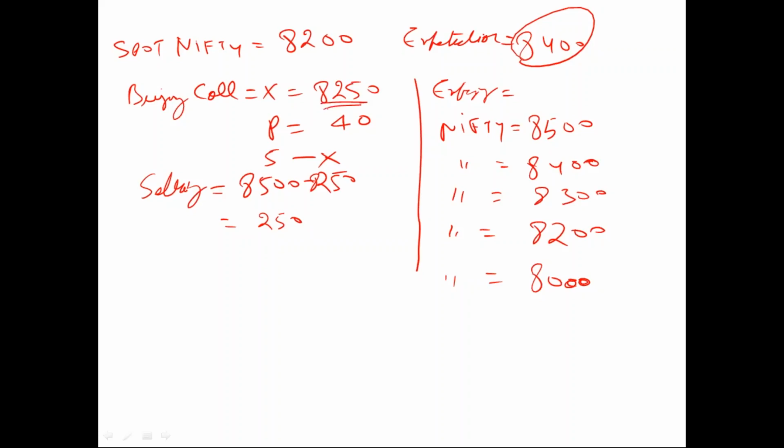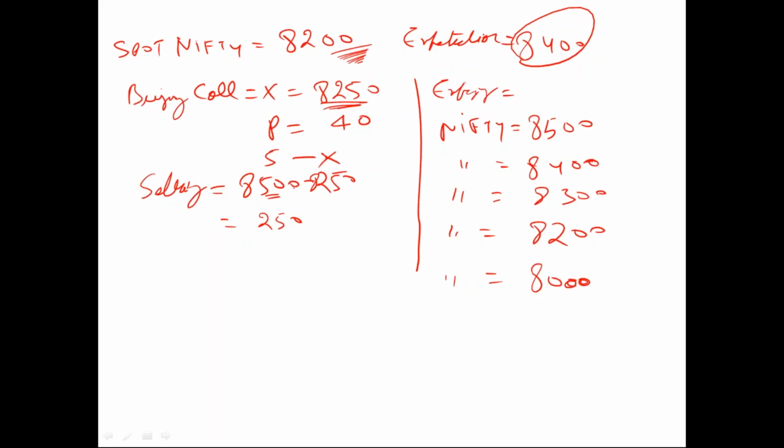In simple words, I bought at 8,250. This is the strike price I am buying at, and I'm selling at 8,500 when the market is at 8,500. So I'm buying when the market is at 8,200, but I'm not buying at 8,200. Remember this line: I am buying at 8,250 when the market is 8,200. So I am not bothered about what the market is today. I'm bothered about what strike price I'm buying at. So I'm buying at 8,250. This is my buy price.